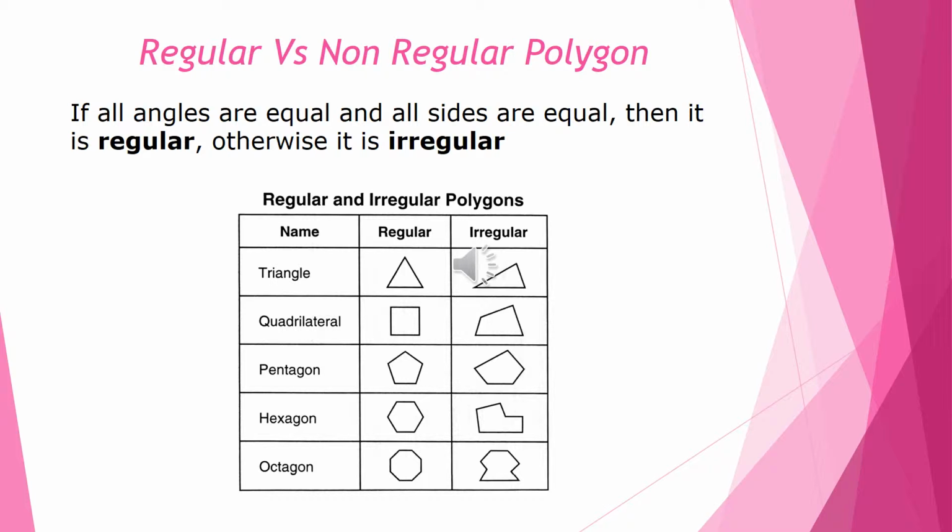For example, take a look at the example of a triangle. You can see when it is a regular shape, the sides and angles are equal. Whereas when it is an irregular shape, the sides are all different lengths, making the angles different from each other too.